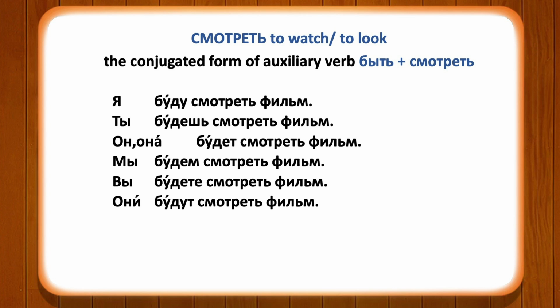Let us conjugate one more verb in compound future tense. Смотреть. Смотреть means to watch. Смотреть in future tense form will be used with the help of the auxiliary verb быть. So the forms will be same. Я буду смотреть. The formula would be same. Я буду смотреть. It means I will be watching or I will watch.